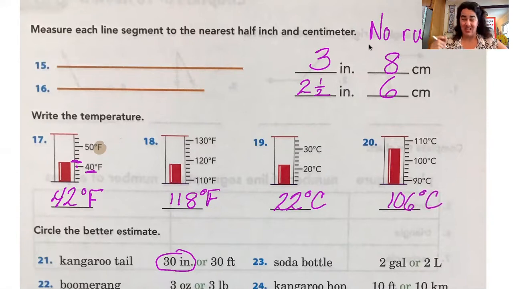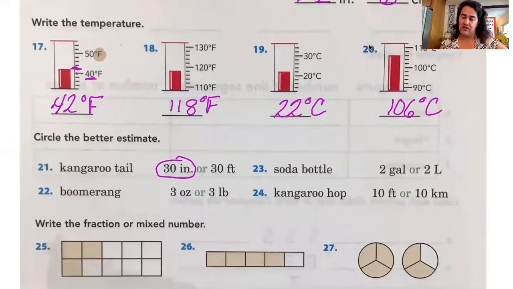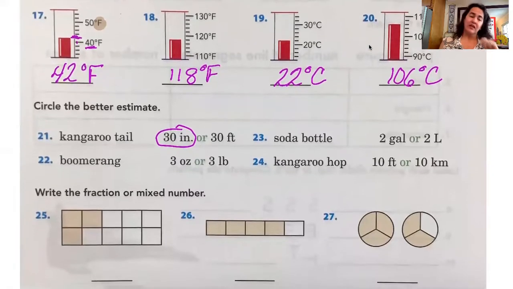Guys, if you forget your unit or you don't give me the degree symbol, you missed the problem. You missed your answer, so don't do that. Make sure that you complete your answer with the unit. In this case, degrees Fahrenheit or degrees Celsius, okay?